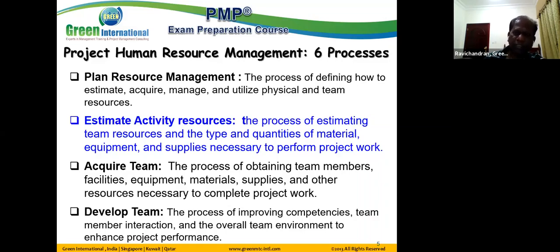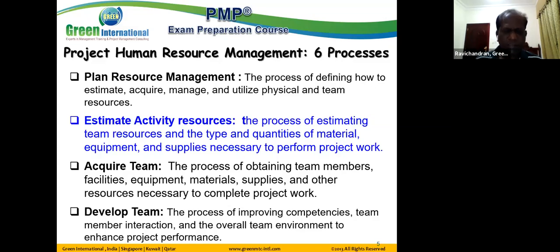So when we do the estimation in this, we are estimating at the activity level. For each activity, what is the skilled labor required, unskilled labor, material, equipment, and other expertise or efforts required to complete the project activities. That is being determined in estimate activity resources. Then in the third process, acquire resources, where we are obtaining the team members, facilities, equipment, material, supplies as necessary to complete the project work, which is acquire project team.